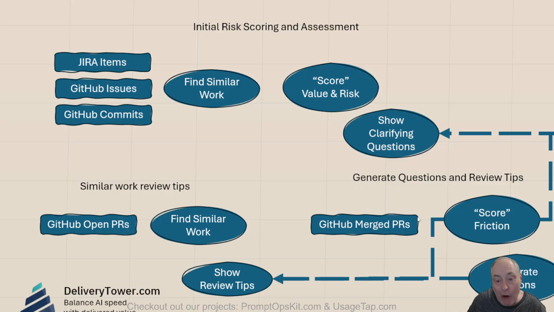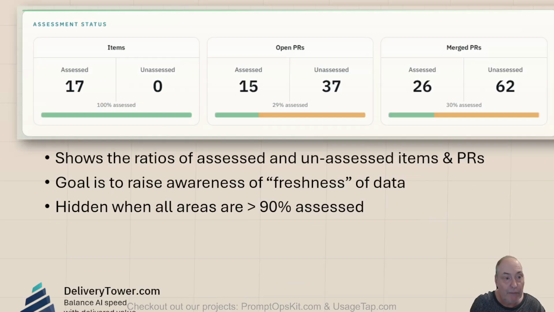Now, once we do merge them, that's when we understand and do that learning. We understand the friction so that we can highlight the value and risk next time, and we generate the lessons. So let me show you how all that wraps up into this front level view.